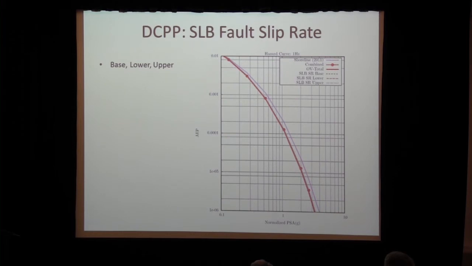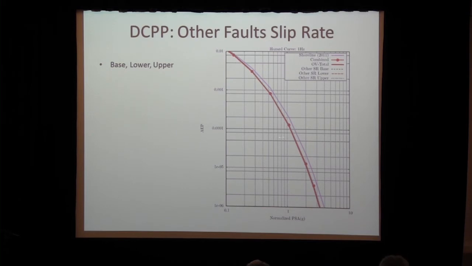The San Luis Bay fault slip rate, again, is very similar to Los Osos in the sense that if you vary the slip rates to the base, upper, and lower cases, you get almost no change in the total hazard. And this total hazard, I should say, is not just the hazard from the SLB fault. It's actually the combined, but modifying the individual contributions for the SLB fault based on their slip rates.